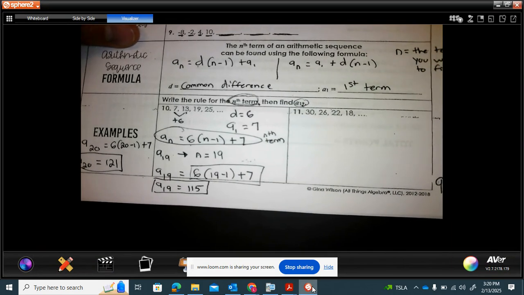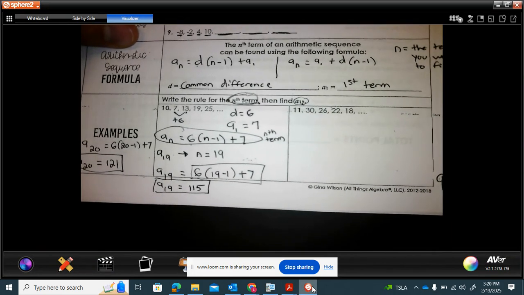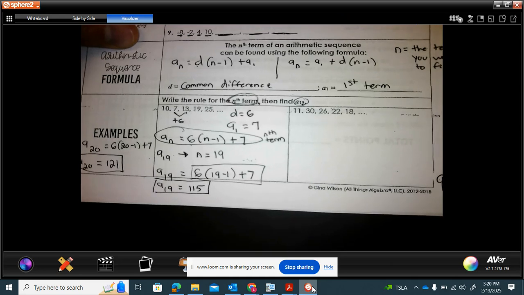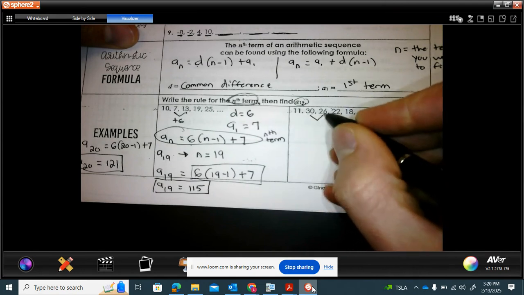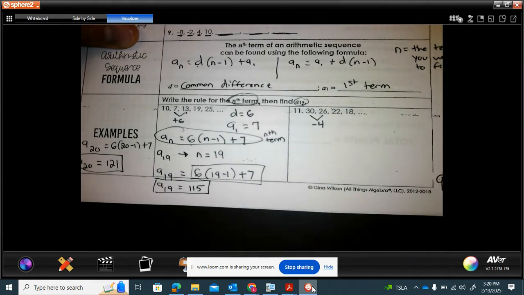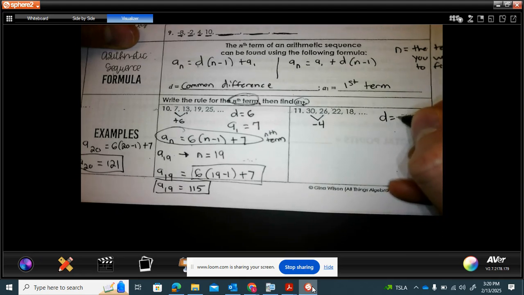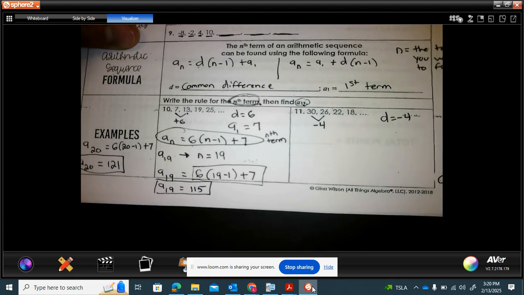So for the next one, you have 30, 26, 22, and 18. So the very first step is always find what D is. This time it's going down, and it's going down by 4, because to get from 30 to 26, you subtract 4. So my common difference is negative 4.